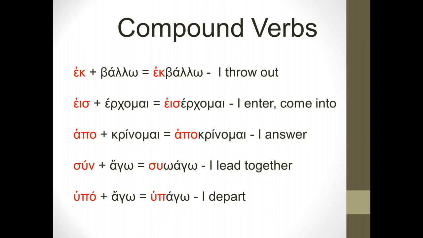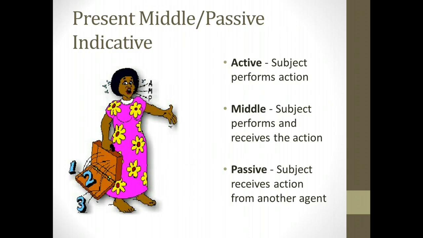All right, as we move out of prepositions today, let's take a look at the present middle passive. You remember Vera here, that Vera has several voices. You can see there coming out of her mouth are the electrical amps to remind us that a verb has 3 voices. It's either active, middle, or passive. Keep in mind that the active is when the subject is actually performing the action. The passive is when the subject receives the action from another agent. But the middle is when the subject performs and receives the action. They are doing the action for him or herself.